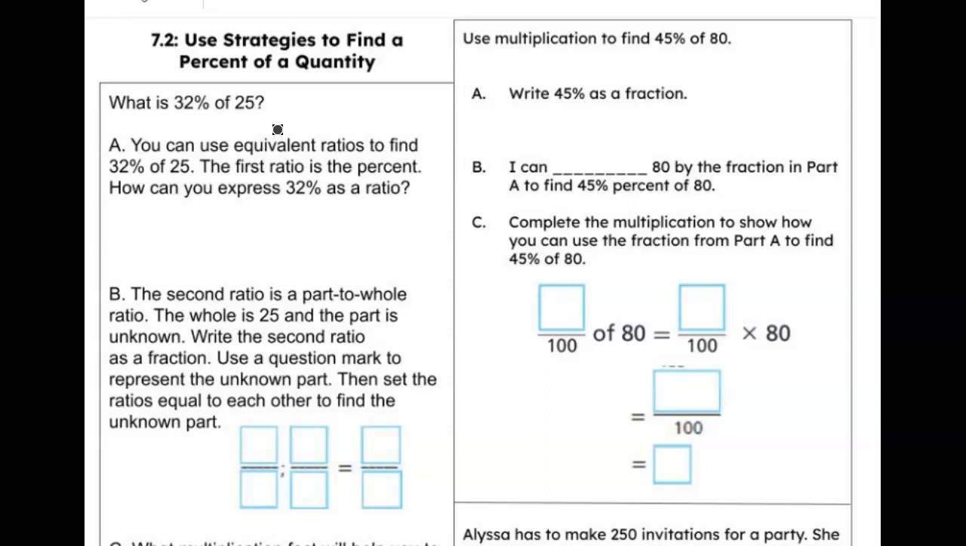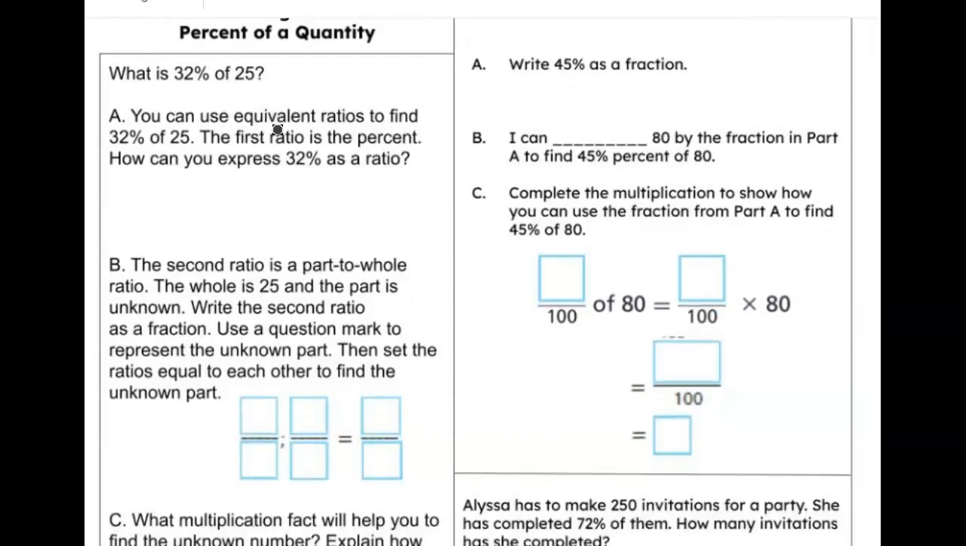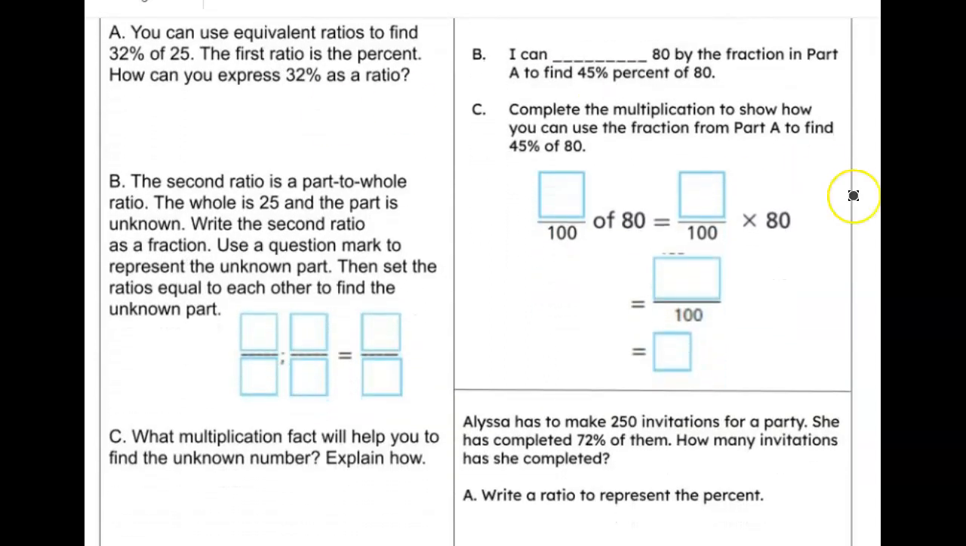So let's break this down so we understand a little bit more about what it means. You can use equivalent ratios to find 32% of 25. The first ratio is the percent. How can you express 32% as a ratio? Remember, percents are out of 100, so I'm going to change it into 32 over 100. So it's super simple writing a percent as a fraction because it will always be over 100.